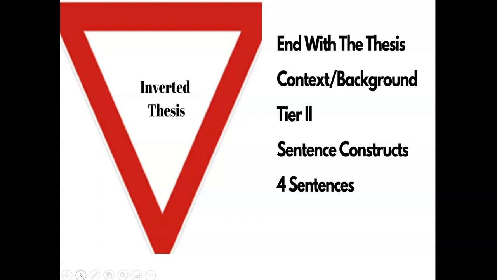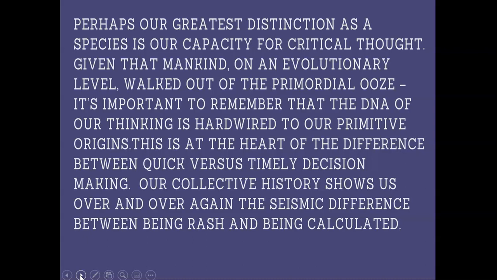So let's take a look at a couple of examples that my students did. "Perhaps our greatest distinction as a species is our capacity for critical thought." So we have not answered, or made a statement with regards to, Powell's assertion. So I'm going to assume that the last sentence is going to articulate the thesis statement. So we should anticipate an inverted thesis here. So let me take it from the top again.